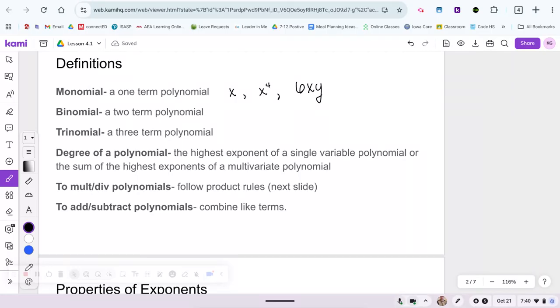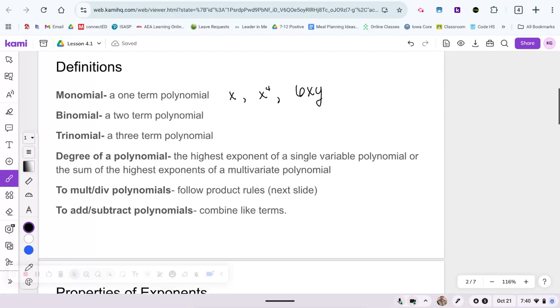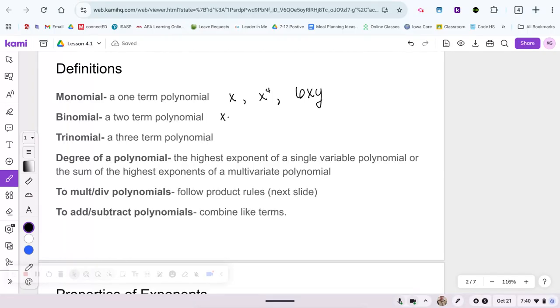The next is a binomial, which is a two-term polynomial. The way you separate terms is with addition or subtraction. So I could say x plus 2 would be a binomial. Our first term is x, our second term is 2. They're separated by an addition.